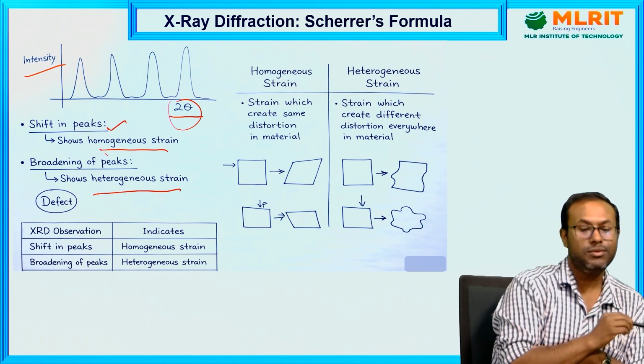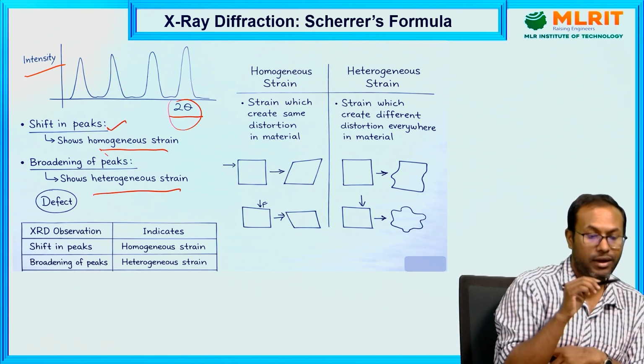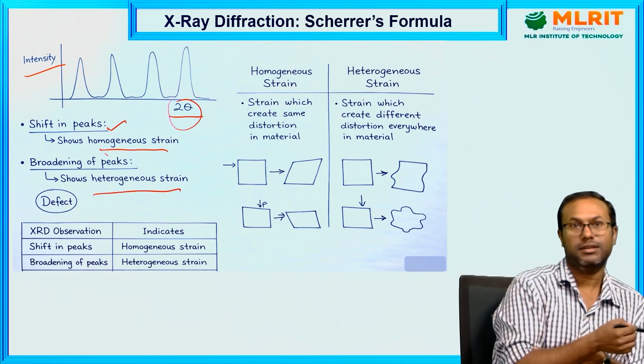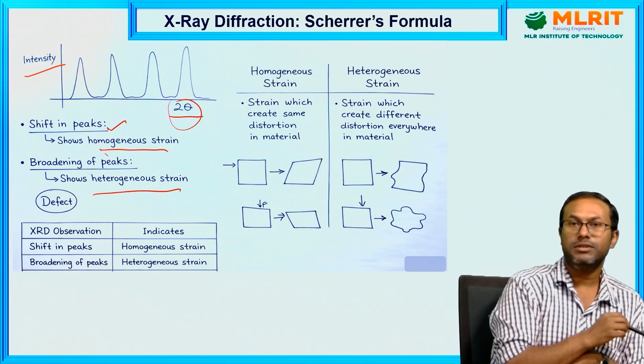What are those things? Why is it important? It gives an idea about the defects of the material. So what is homogeneous strain?